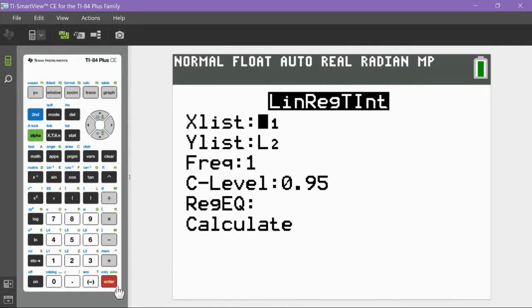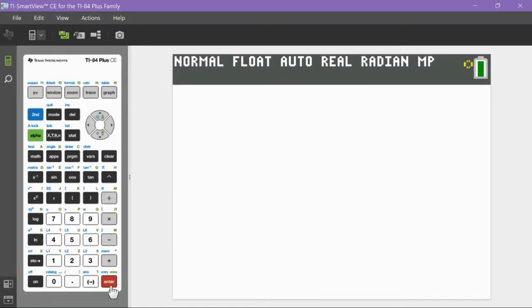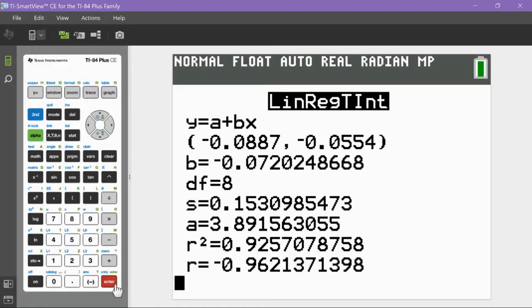Going to hit enter. It says L1, it says L2. Frequency I'm going to leave at 1. My confidence level for this question is not 0.95. It is, oh yes, it is 0.95. And I'm going to leave this regression line blank, and I'm going to calculate. So I get my confidence interval of negative 0.0887 to negative 0.0554.